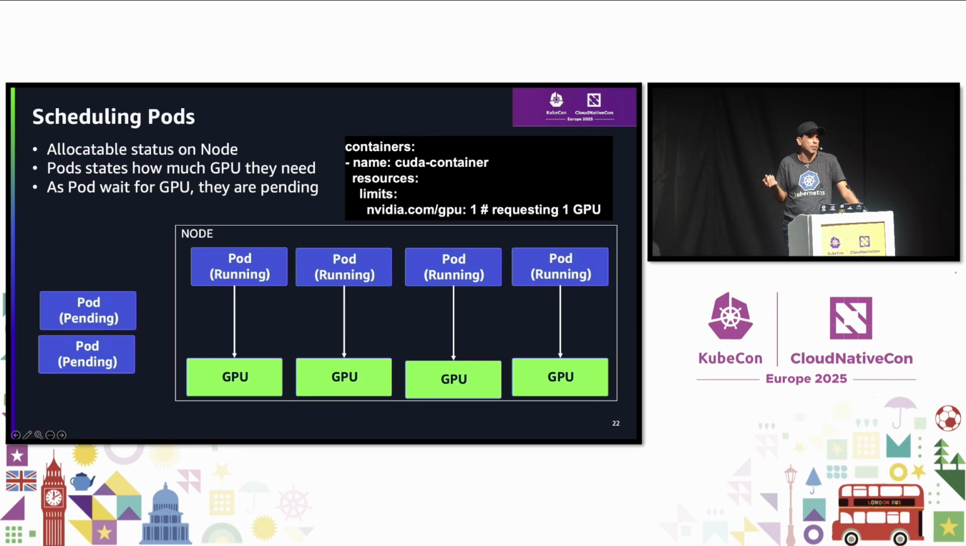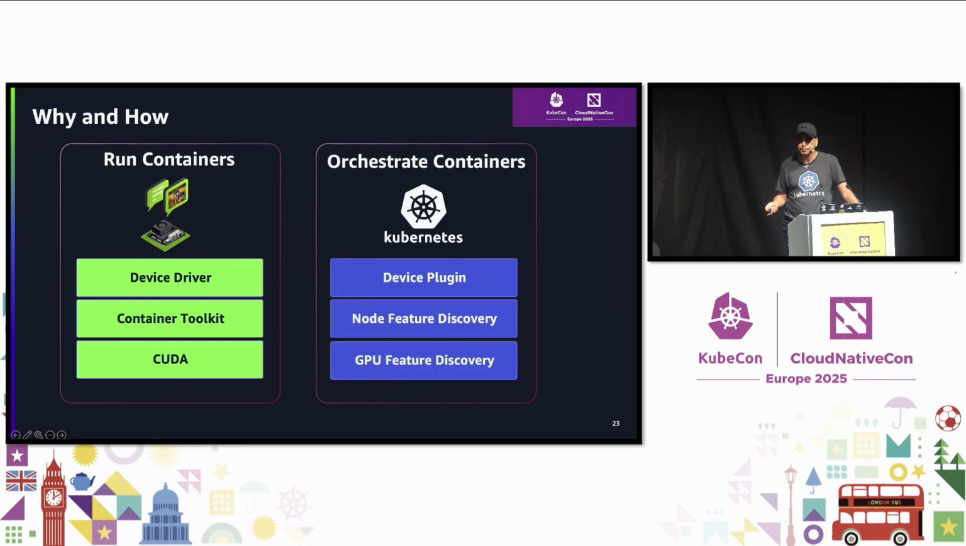But before, I was able to run the pod and use the GPU. So the why and how. For running containers on the host, you need the device driver, container toolkit, and CUDA. To orchestrate containers, now you need the device plugin and the feature detection. And the feature detection is very valuable because it labels the nodes.